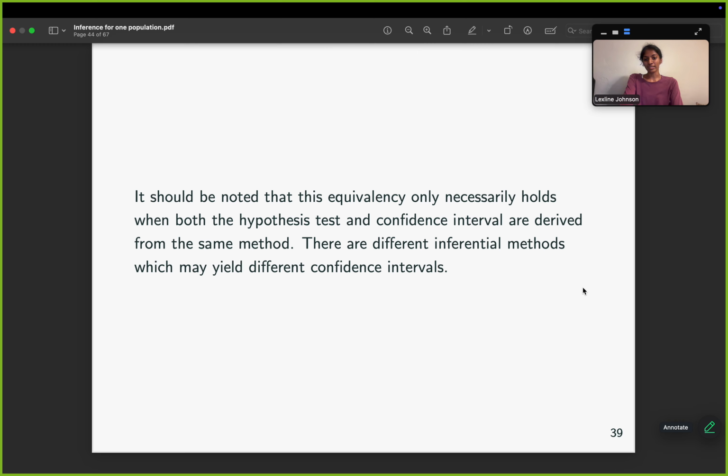So there are other ways to derive our mean value and perform this task. There are different ways to do this, and those will have different confidence intervals. So it's only for these two methods.